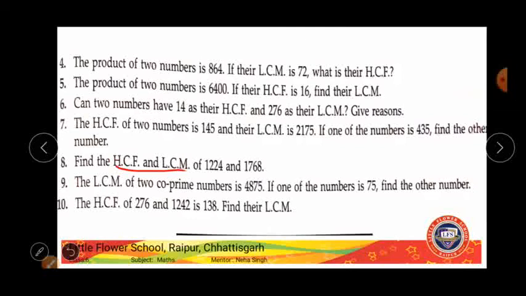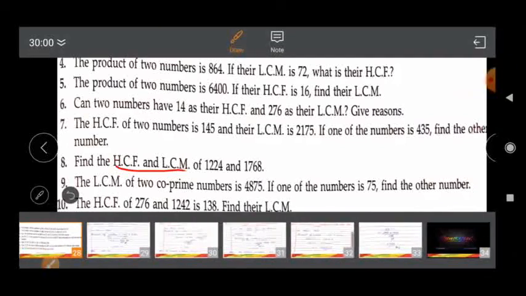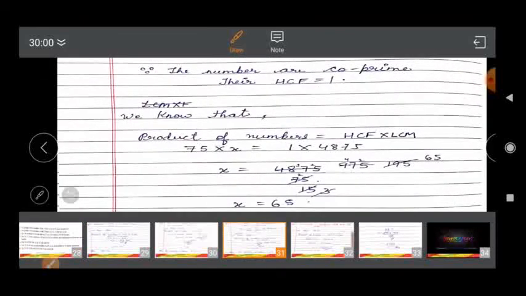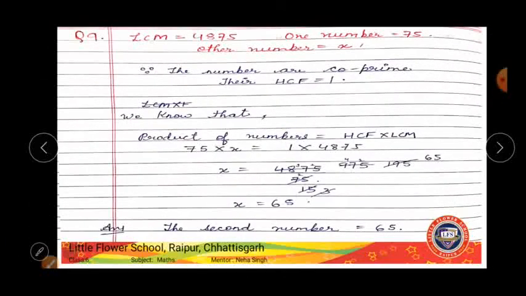Ninth question: LCM of two co-prime numbers is 4875, one number is given, find the other. Now what are co-prime numbers? I have told this in the earlier video, right? Co-prime numbers are the numbers which have their highest common factor as 1. Understood? Means none of the factors are common. So LCM is given and the numbers are co-prime, so we can say that HCF is 1. Again, one number we know, so we can find the other number.